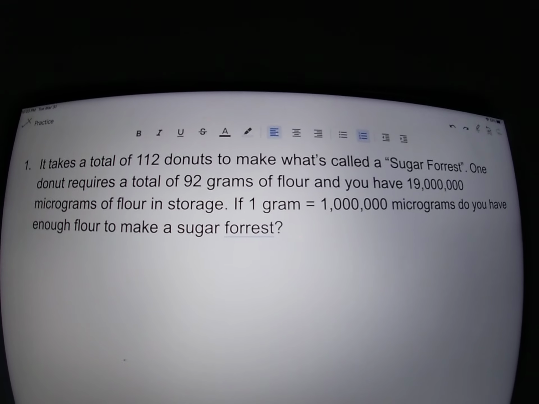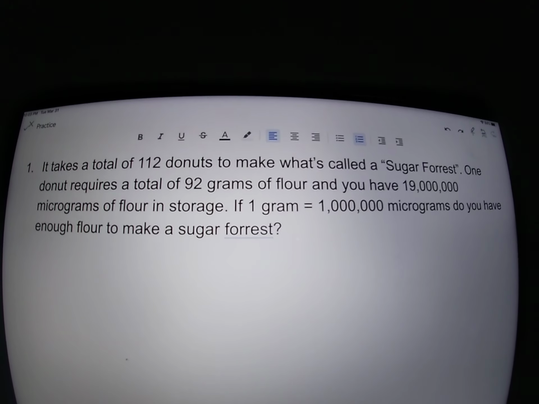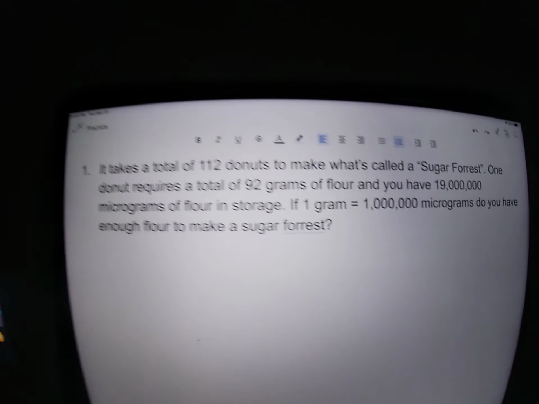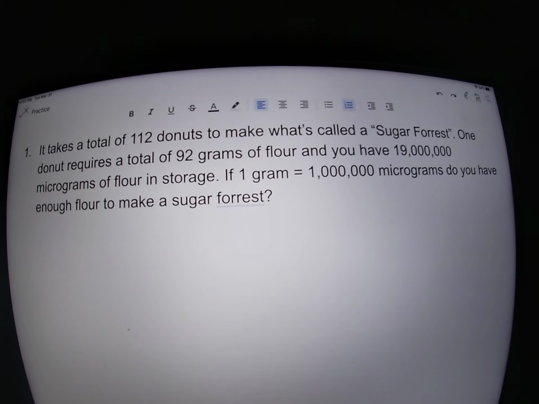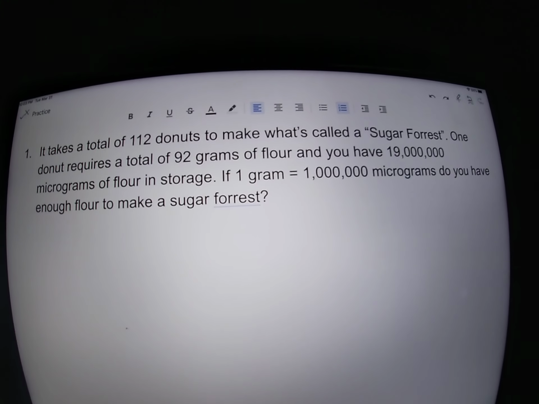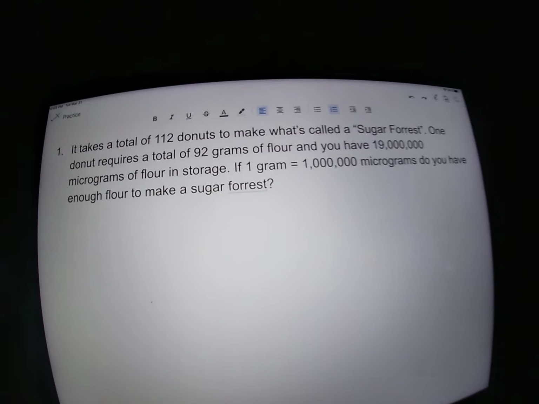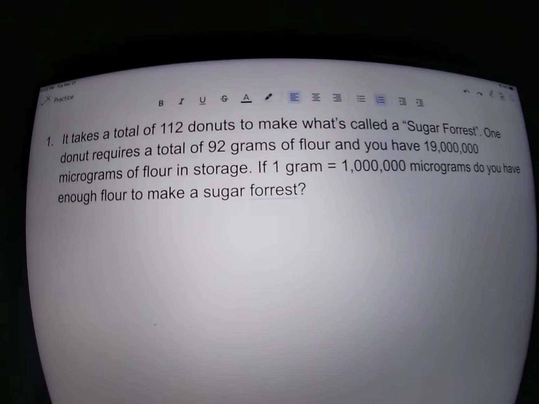It takes a total of 112 donuts to make what's called a sugar forest. One donut requires a total of 92 grams of flour, and you have 19 million micrograms of flour in storage. If 1 gram equals 1 million micrograms, do you have enough flour to make a sugar forest? I'm not going to go through all the steps because I'm going to save you the time, but I am going to cover a couple of them.